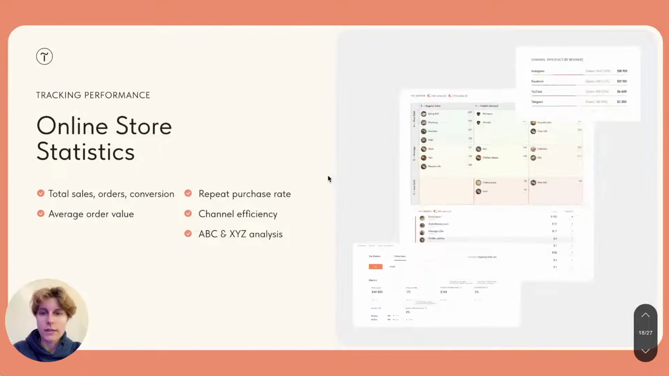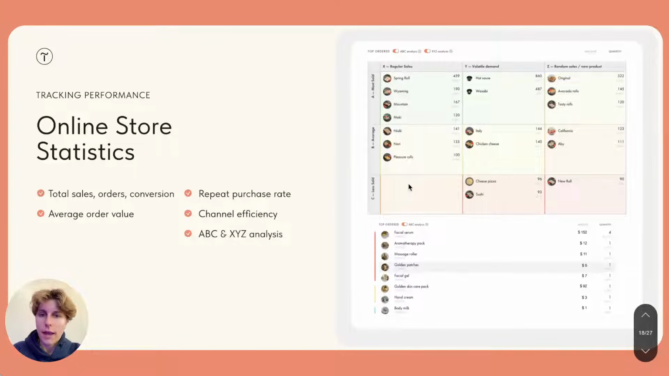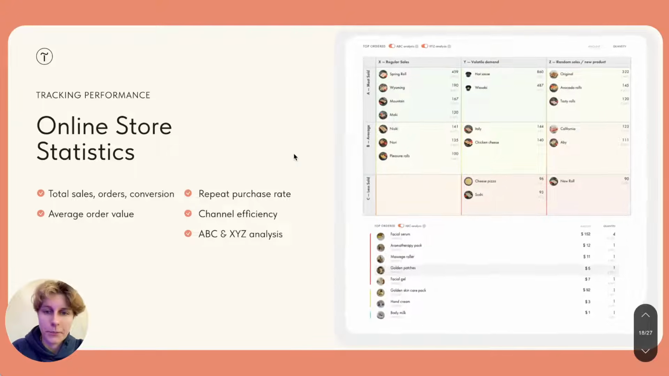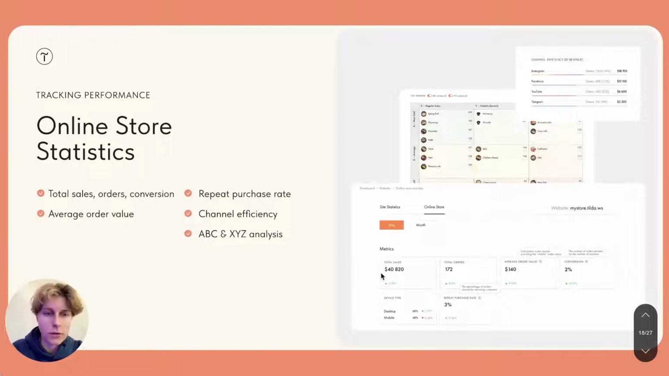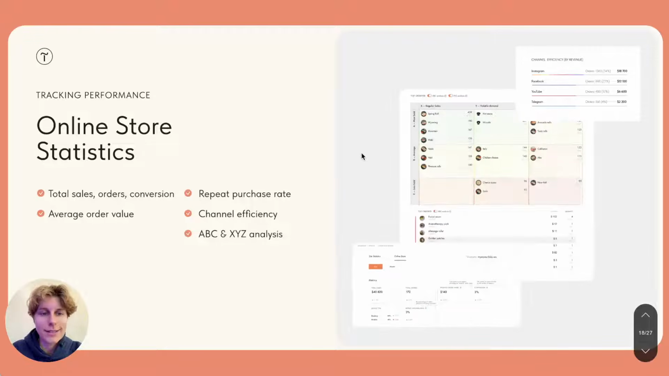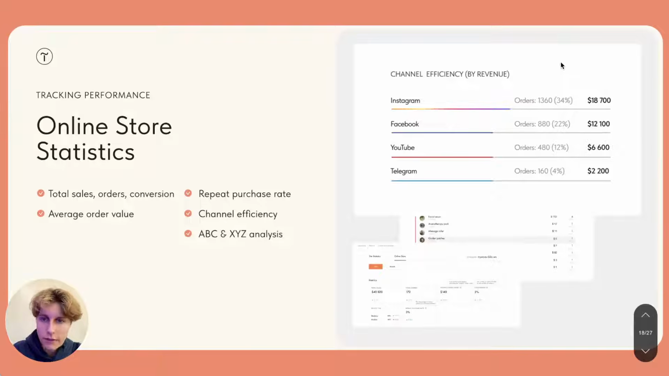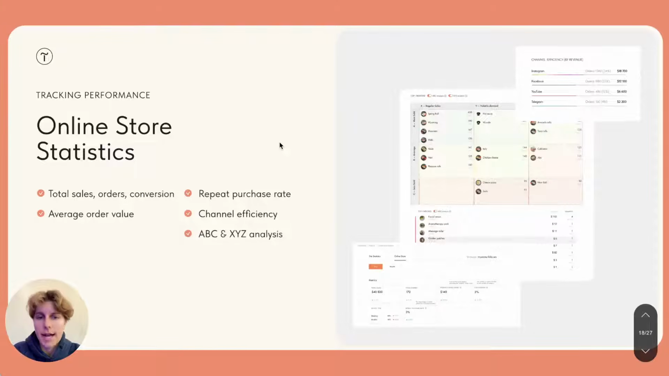Now, online store statistics. Yes, this is a separate part of the statistics. So if you are into e-commerce, then you will be able to see the stats according to your sales. So there you will see the total sales, orders, conversion rate, average order value, also channel efficiency by revenue, and even ABC and XYZ analysis.